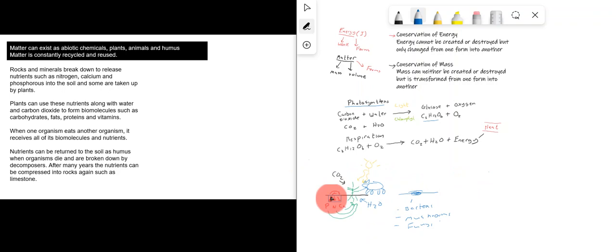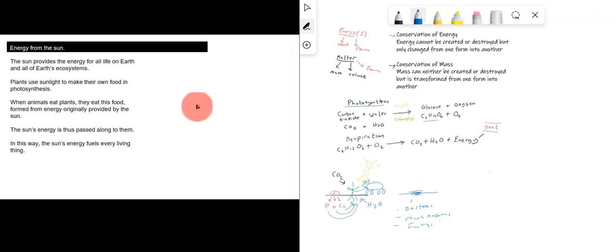And what's being passed from one thing into another is matter, for example. The atoms are being passed from one organism to the next, and the cycle just keeps going on and on and on. The next thing then is energy. So, energy from the sun. The sun provides the energy for all life on Earth.